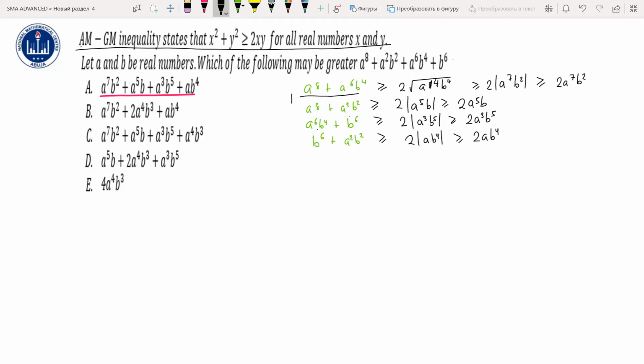So now when we add up all these 4 inequalities together, we're going to get that a raised to the power 8 occurs twice, a raised to the power 6 b raised to the power 4 also occurs twice, a squared b squared occurs twice, and b raised to the power 6 also occurs twice. And on the right hand side, each of these terms has coefficient 2. So when you add up everything and divide both sides by 2, you then get that what we have in the question is at least option A.